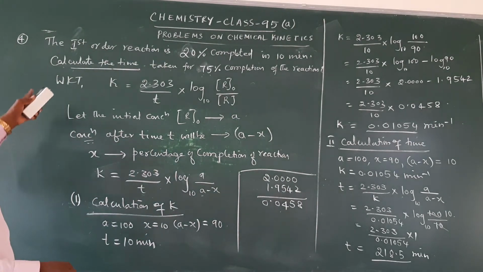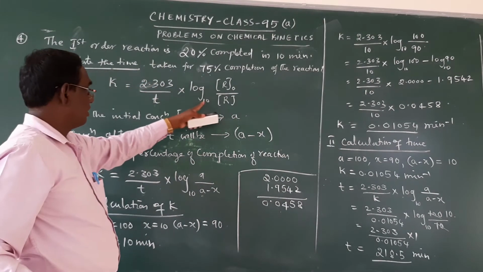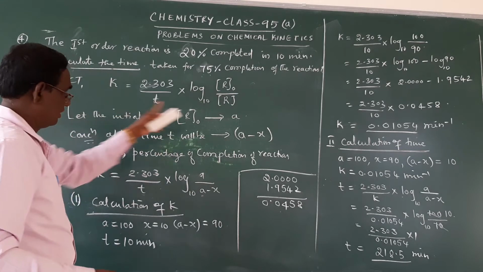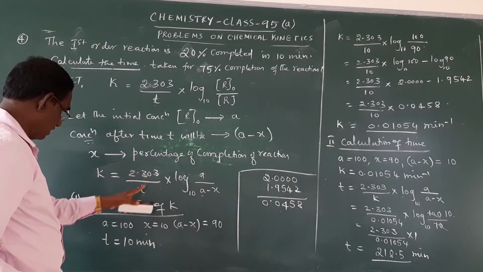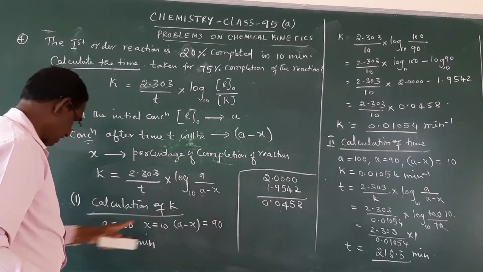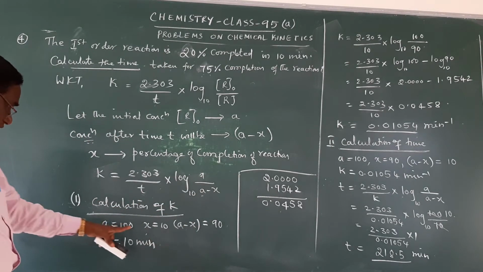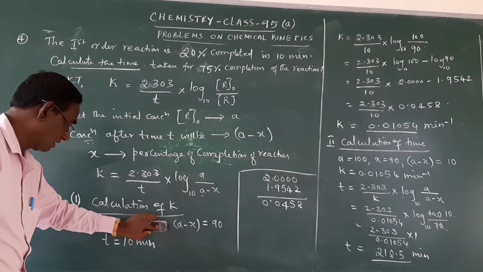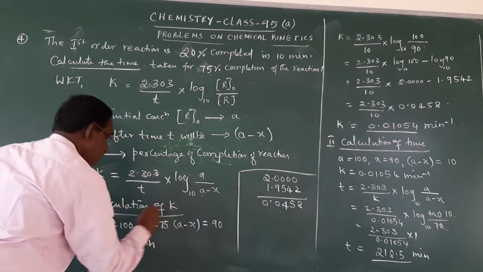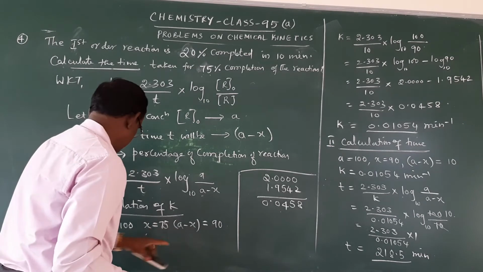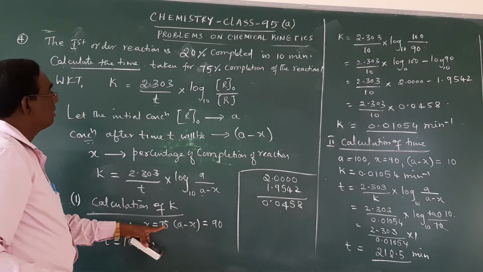So as usual, you know that k is 2.303 divided by t into log R naught divided by R. So everything is same. And then 2.303 divided by t into log a divided by a minus x. Calculation of k. Now a is 100, x is equal to how much? 75%. Therefore, a minus x is equal to 100 minus 75.